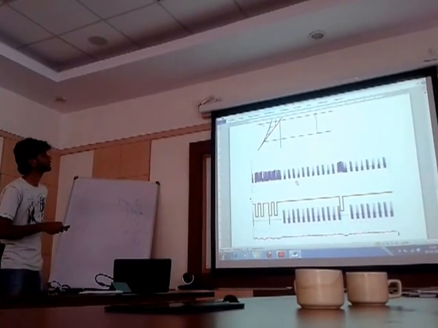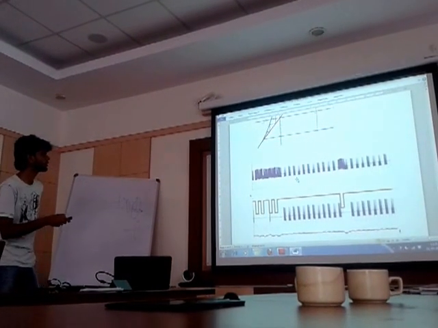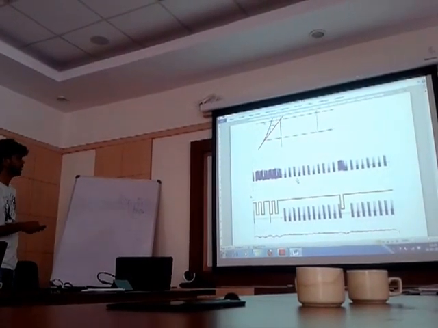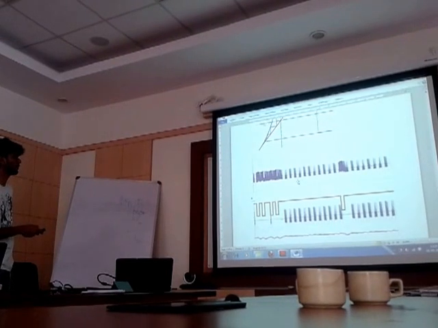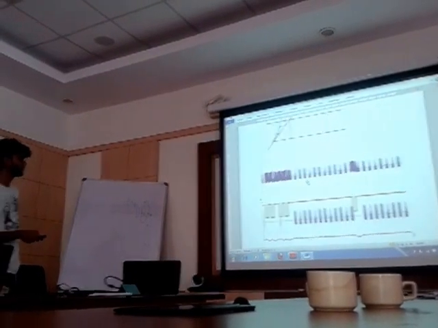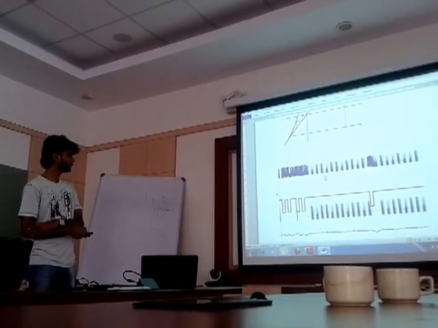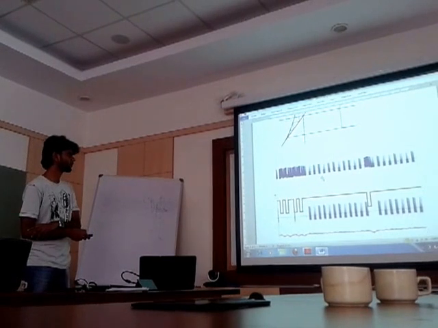This is the x variable. This one is the pulse which I am supplying, and this one is the slow variable. We see that the slow variable doesn't move much. So when we are giving the negative potential, we can see that those bursts disappear.